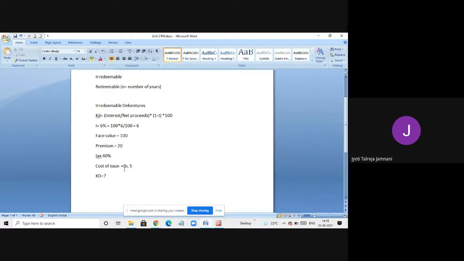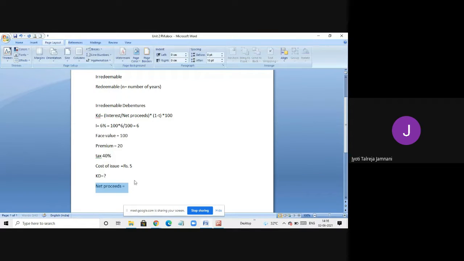Now let's see what would be our net proceeds. So let's find net proceeds. Net proceeds is equal to whatever is the face value. Just a second.